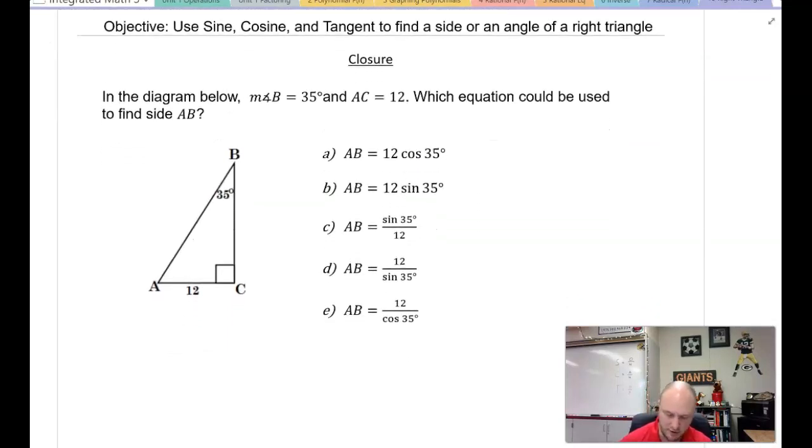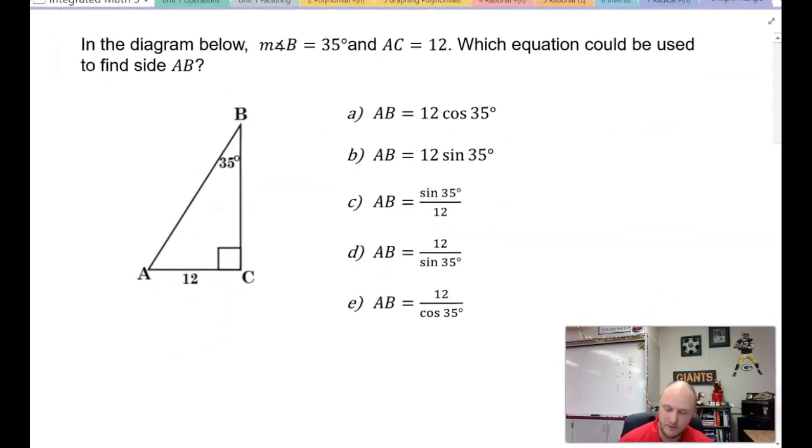Okay. Here we go, closure. In the diagram below, the measurement of angle B is 35 degrees, and side AC, again, AC is the side that connects point A and C, it's 12. Which equation can be used to find side AB? Pause the video, try this one.